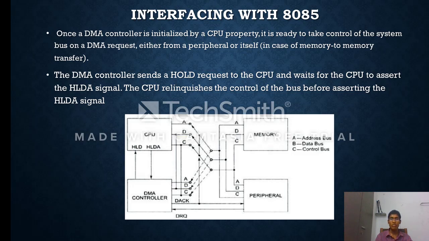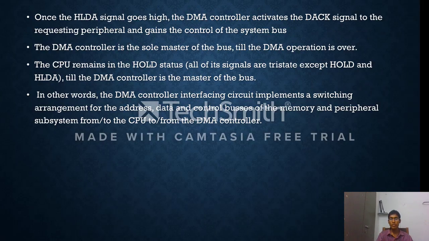And now the DMA controller becomes the sole master of the bus, because the CPU will go to the hold state, and the entire control of the bus is with the DMA controller. And basically the DMA controller acts as an interfacing circuit, like a switching arrangement for the address, data and control buses of the memory and the peripheral subsystems.